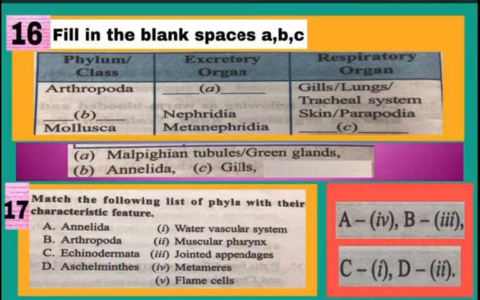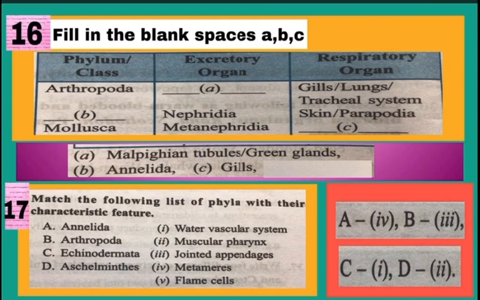Question 16. Fill in the blank spaces A, B and C. Is table mein 3 columns diye gaye hain. Column 1 mein phylum aur class likha hua hai. Column 2 mein excretory organs ke naam hain and column 3 mein respiratory organs ke naam hai. Now you have to fill A, B and C.